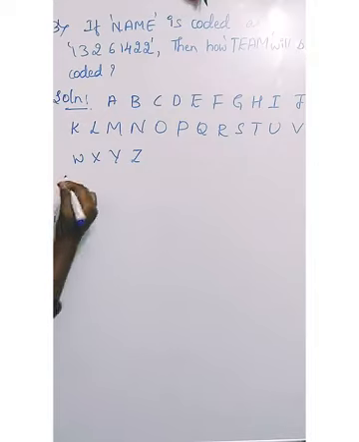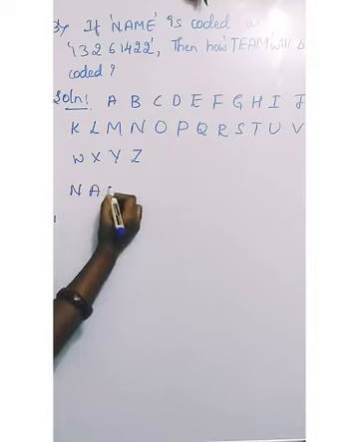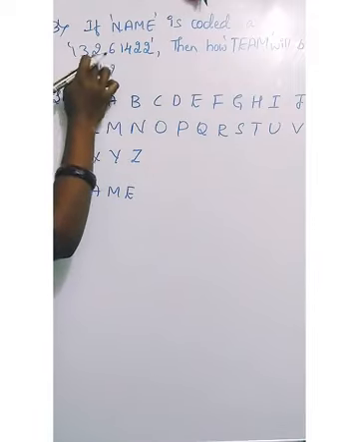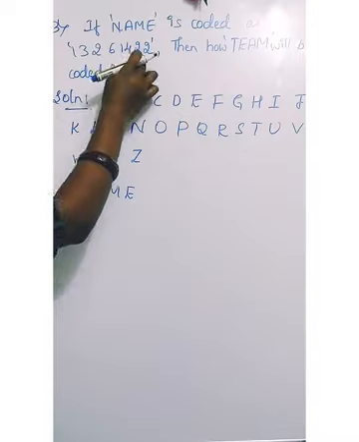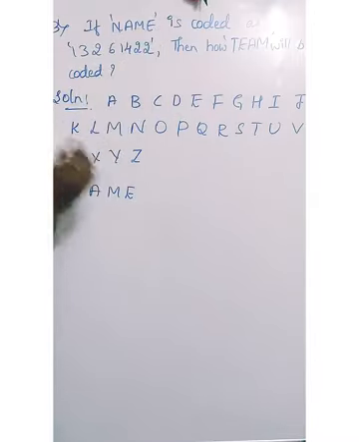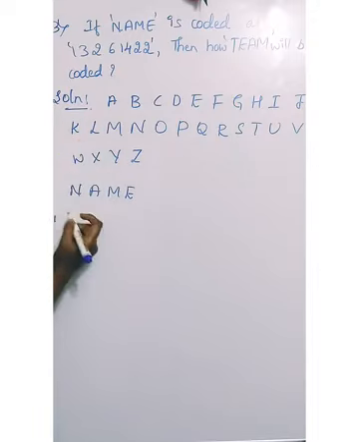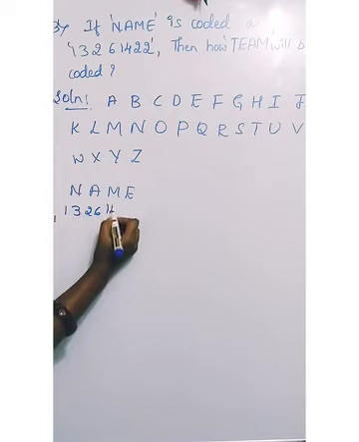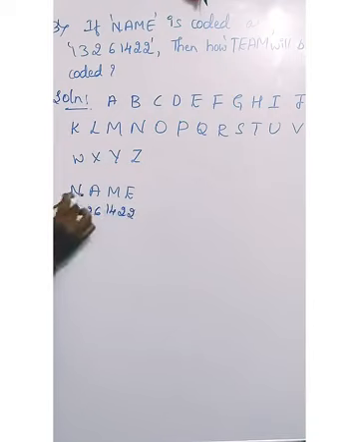See, I'll show you. N, A, M, E. Here how many digits are there? 1, 2, 3, 4, 5, 6, 7, 8. Eight digits means four letters, so each letter has 2 digits. 1, 3, 2, 6, 1, 4, 2, 2. Each letter has 2 digits.